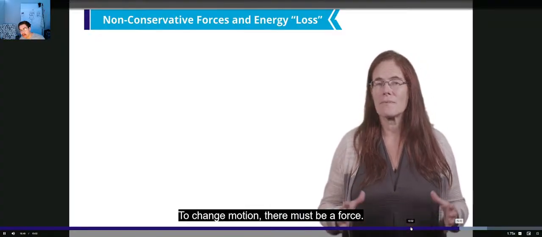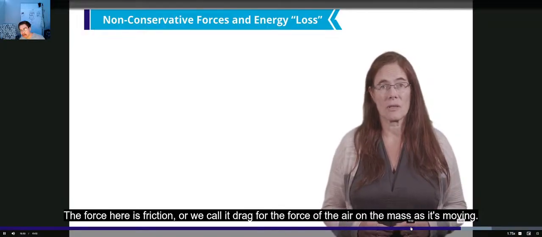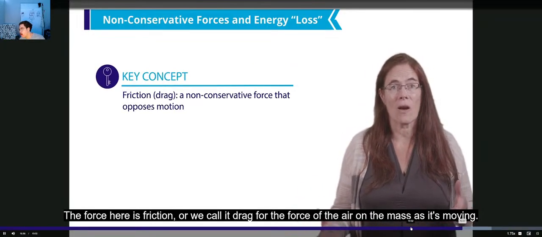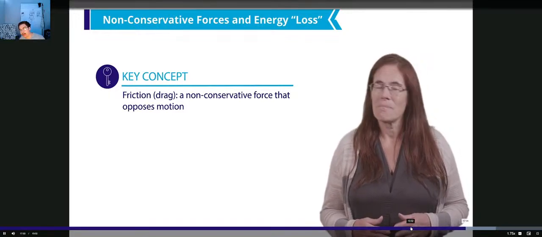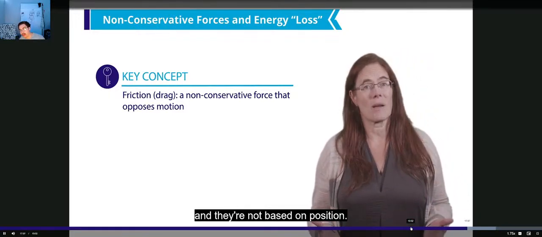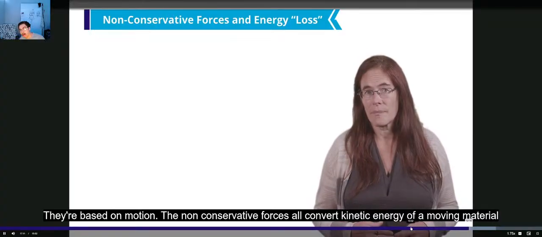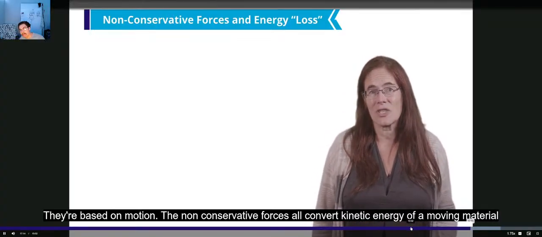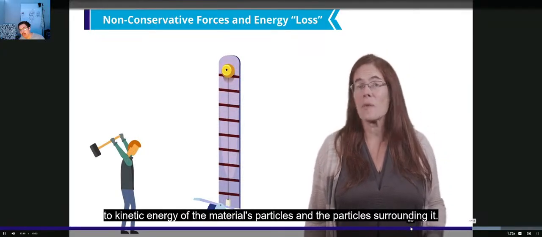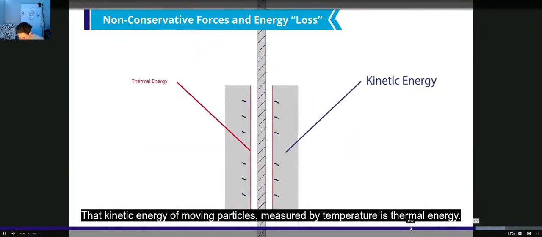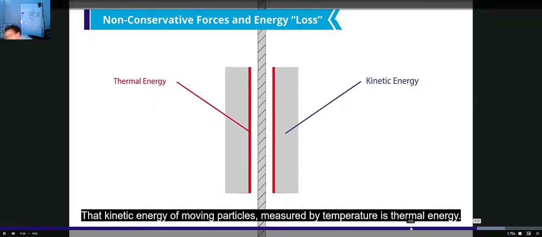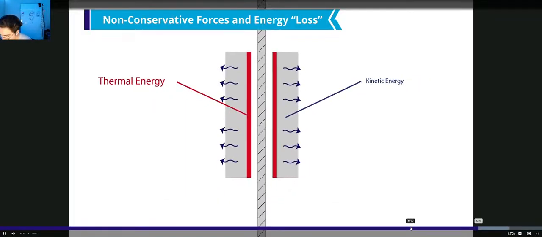To change motion, there must be a force. The force here is friction, or we call it drag for the force of the air on the mass as it's moving. Friction and drag are examples of non-conservative forces. They don't store potential energy, and they're not based on position. They're based on motion. The non-conservative forces all convert kinetic energy of a moving material to kinetic energy of the material's particles and the particles surrounding it. That kinetic energy of moving particles, measured by temperature, is thermal energy. If that motion is organized into vibrations, it's sound energy.